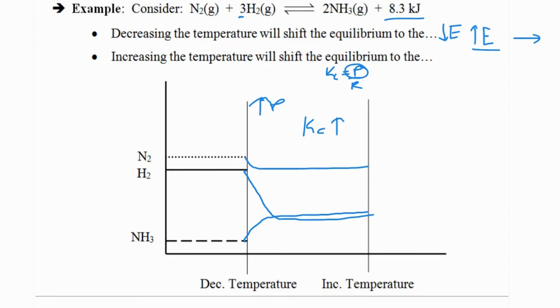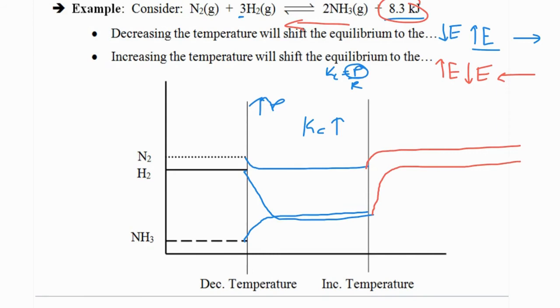Now, the next example is what if I increase the temperature? So I increase the energy. The system will want to decrease the energy. That means we want to use energy up. Energy is on this side. In order to use up energy, the reaction needs to shift left, because that reverse reaction will be endothermic. It will be using energy. So my amount of N2 will go up and then reach equilibrium. H2 will go up 3 times as much and then reach equilibrium. And then NH3 will go down twice as much and reach equilibrium.